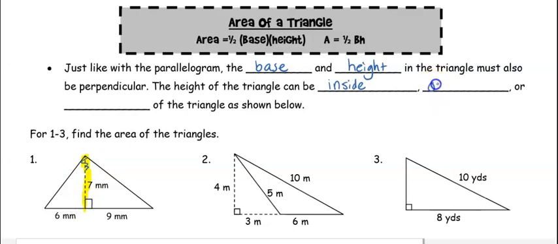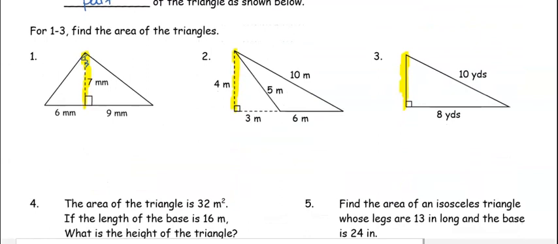It could be outside of the triangle. We saw this with our parallelogram above. We can see that in example number 2 where the height of the triangle is running outside. Or it could actually be parts of the triangle. So right here in number 3, the height is one of the actual side lengths. So it could be inside, outside, or part of the triangle. It just matters where is it running perpendicular. The base and the height run perpendicular to each other.